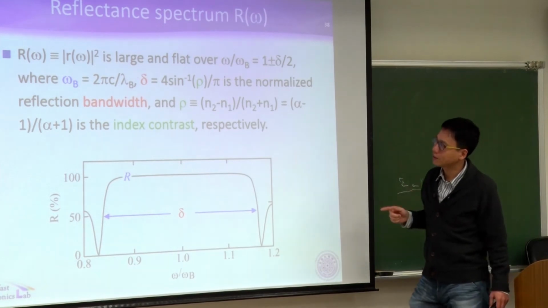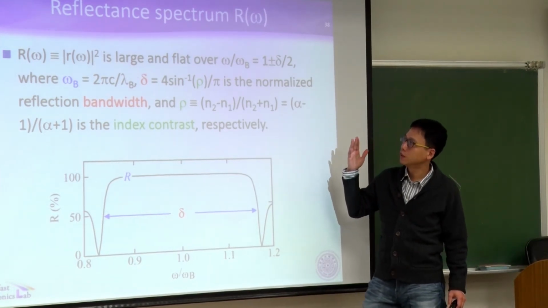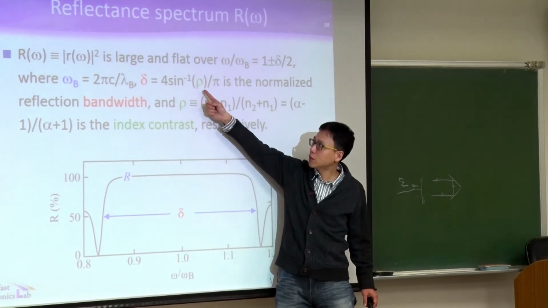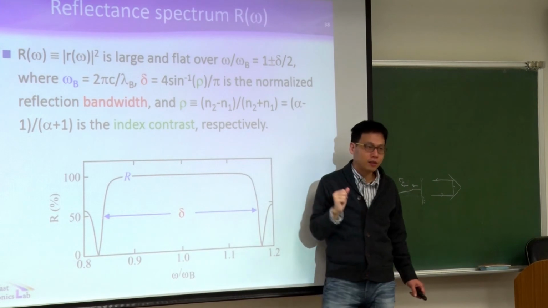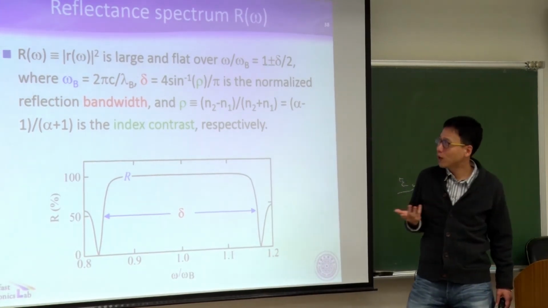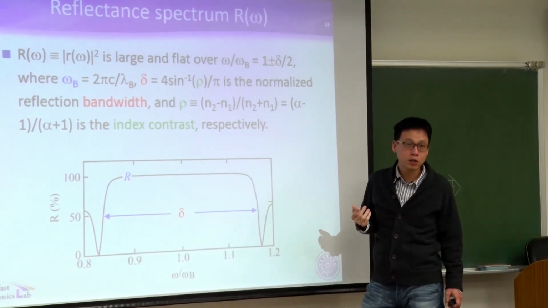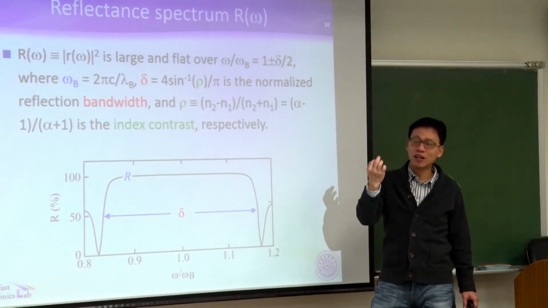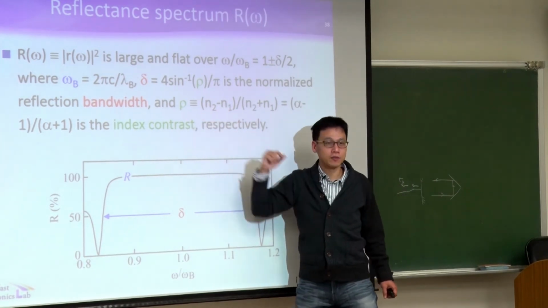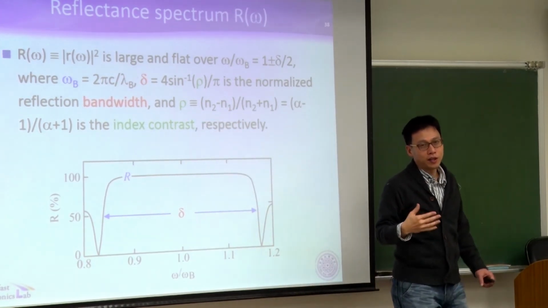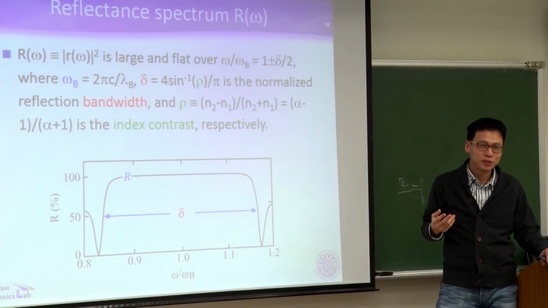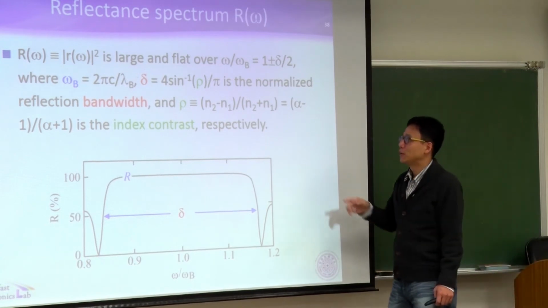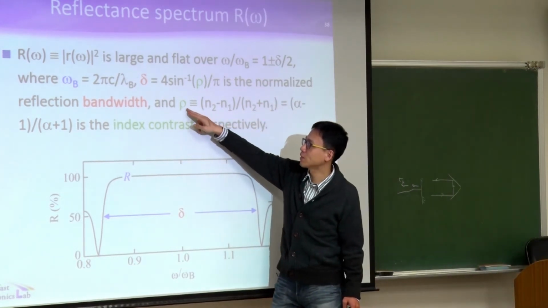So let's check the range of delta. Because delta depends on rho, let's check the range of rho first. What is, for example, the minimum rho you can have? 0, right? When n1 equals n2, you have 0 rho. What is n1 equals n2? 你就没有什么 pair 了嘛，因为两个就变同一个介质啊。In that extreme case, rho equals 0.